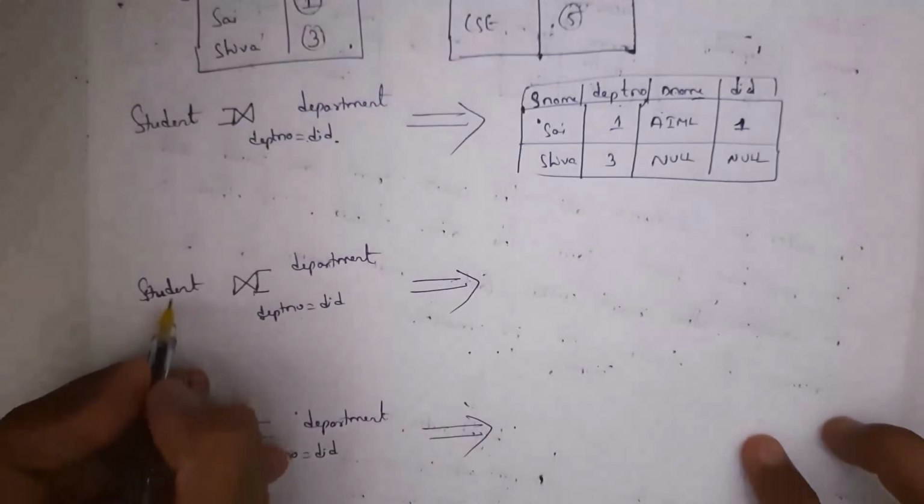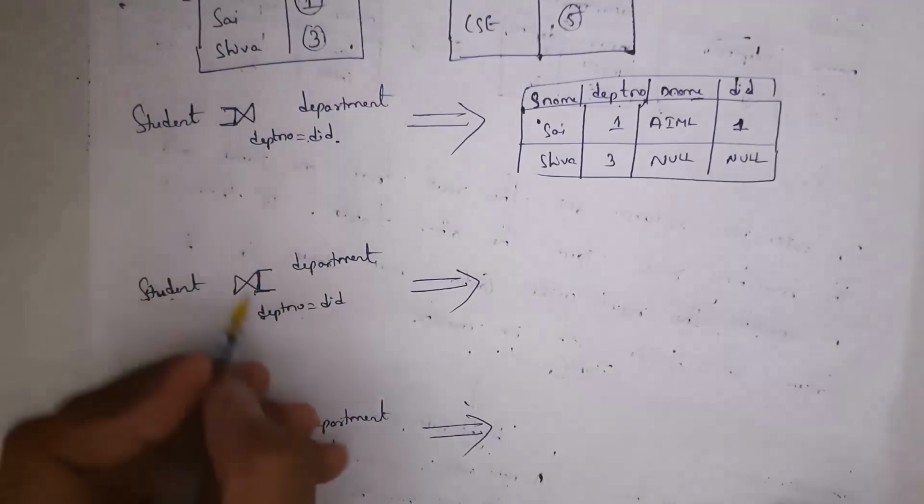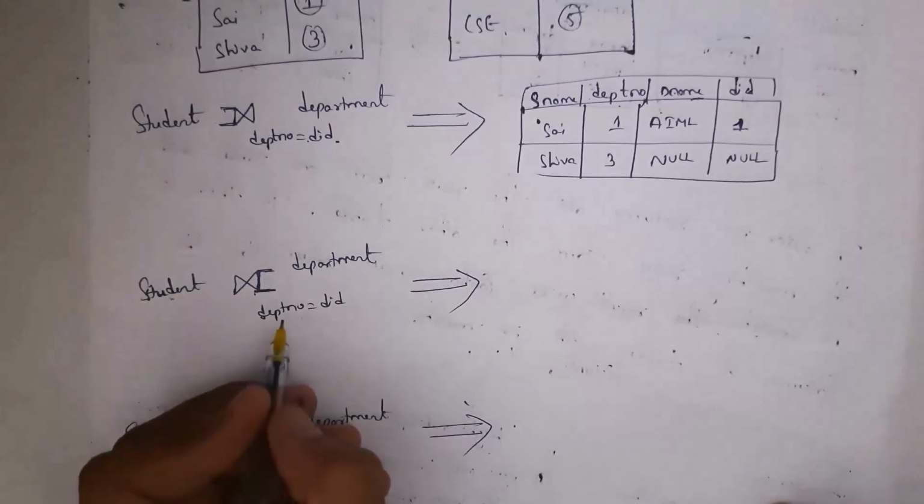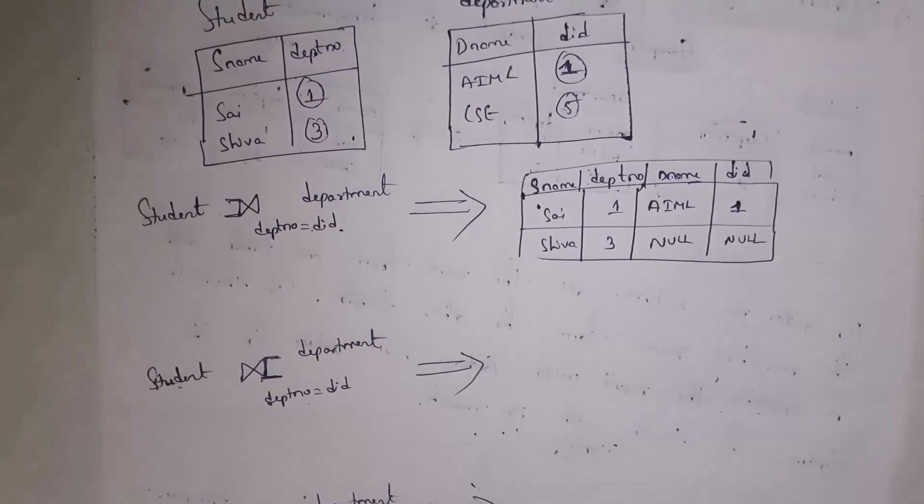I just wrote here student. For left outer join we need to write 2 lines on the left side, whereas for right outer join we need to write 2 lines on the right side. So I am writing 2 lines. Student right outer join department, and I am giving the condition department number equal to DID. Whereas left outer join returns complete records from the left table, right outer join returns complete records from the right table.